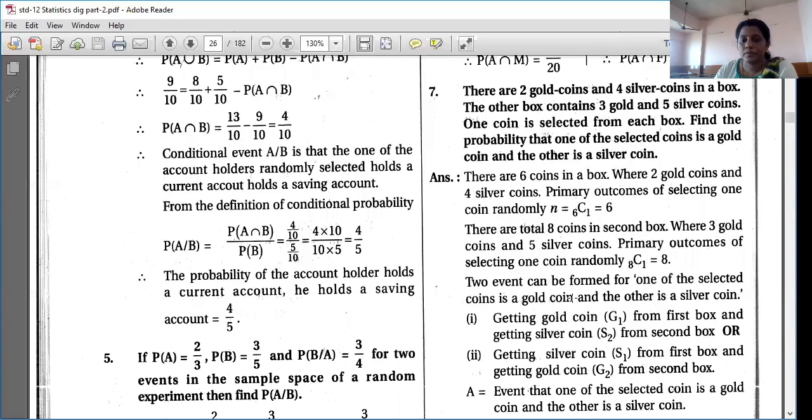Now we will be finding the conditions. What was the first question? Find the probability that one of the selected coins is a gold coin and the other is a silver coin. Right? Now look, an important point comes here.